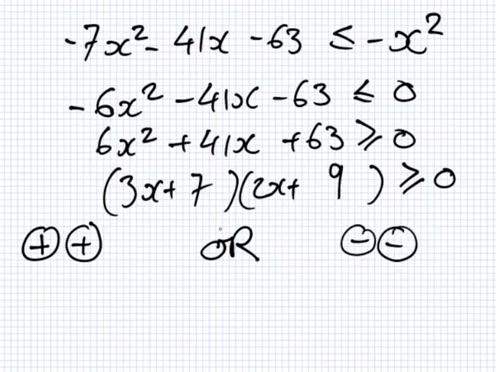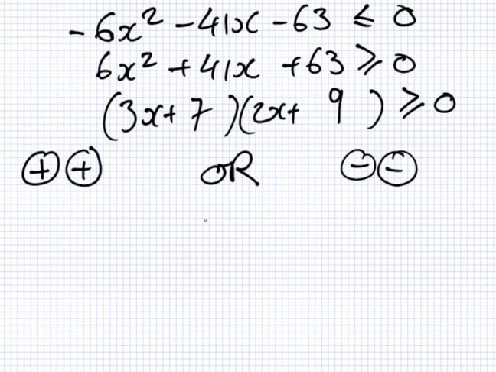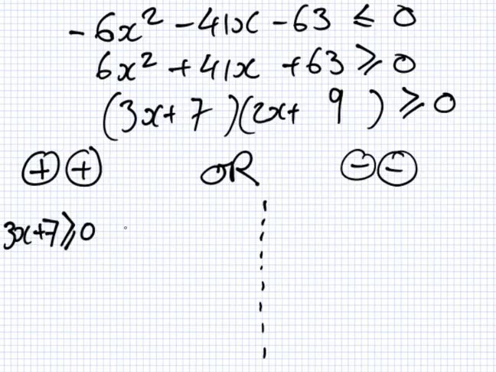Now this is the way I like to do it, because it's the quickest way, but there is another way to do it, which I'll show you now with another example. If you can't factorize it, that's okay. You can just use the formula here, and the formula will give you these two numbers anyways, so you don't even need to factorize it.